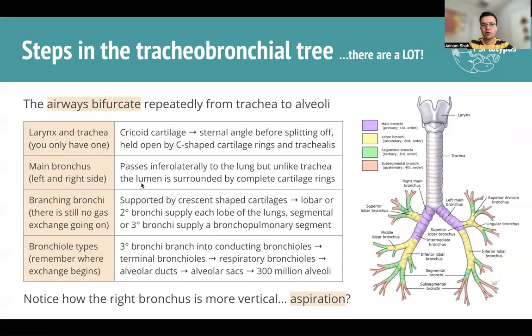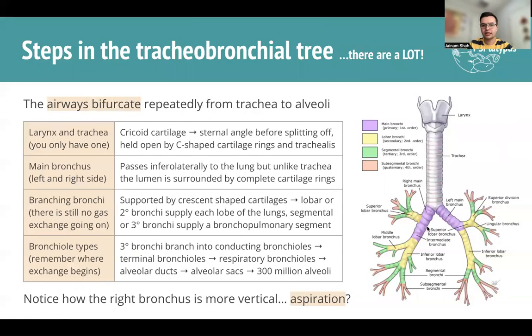So just general points for you to really think about. You'll cover this more in histology when you want to differentiate between each of these parts. But the easiest thing to think about is, okay, you've got the larynx and trachea. You only have one of each. So with the trachea itself, you have a cricoid cartilage, which you can sort of see up here. And at the sternal angle, which is here, that's where it splits. So that's where it bifurcates into the right main bronchus and left main bronchus.